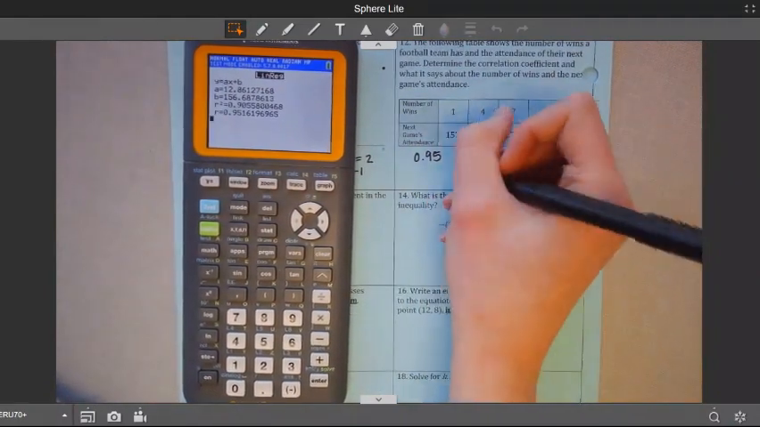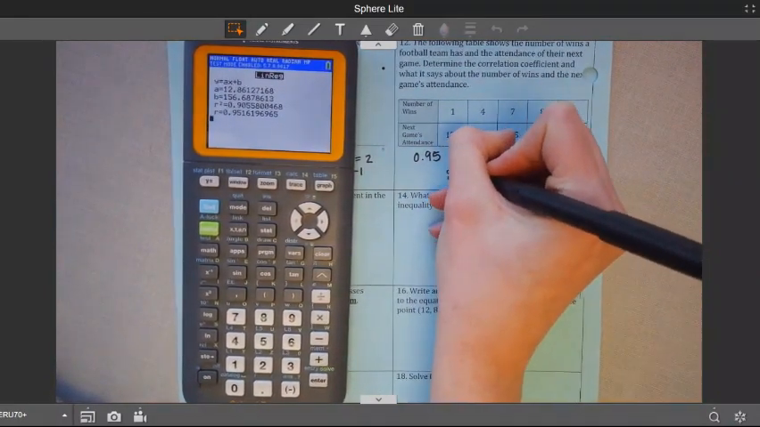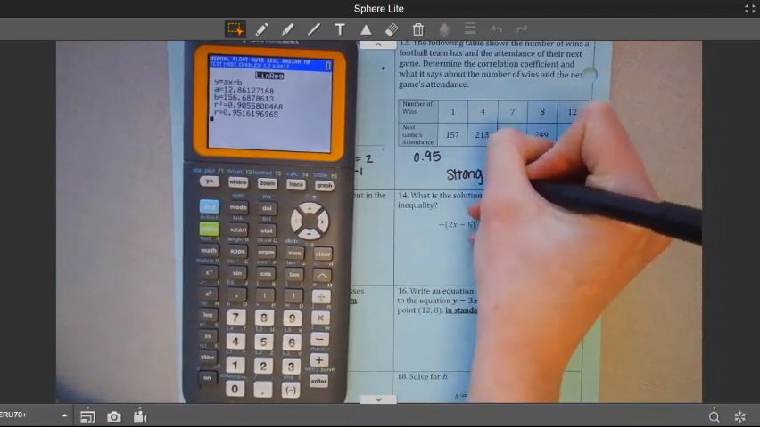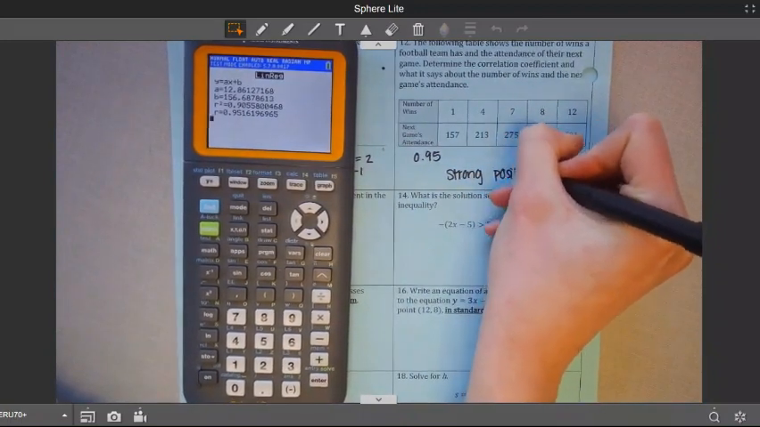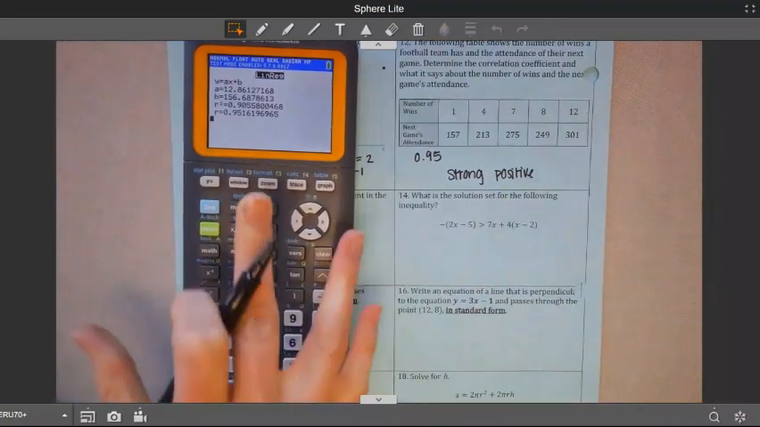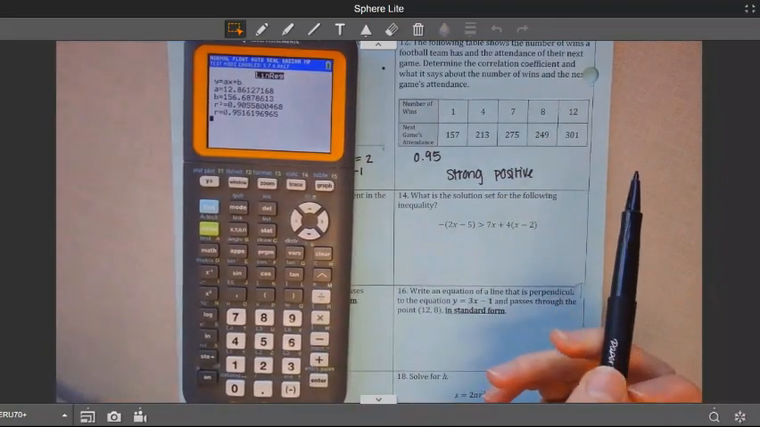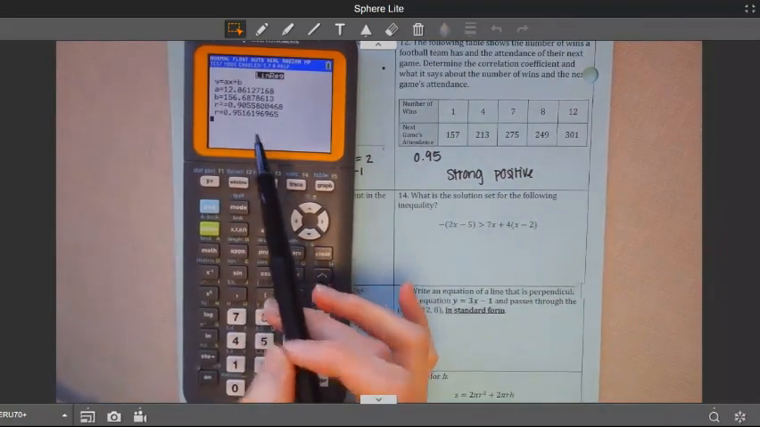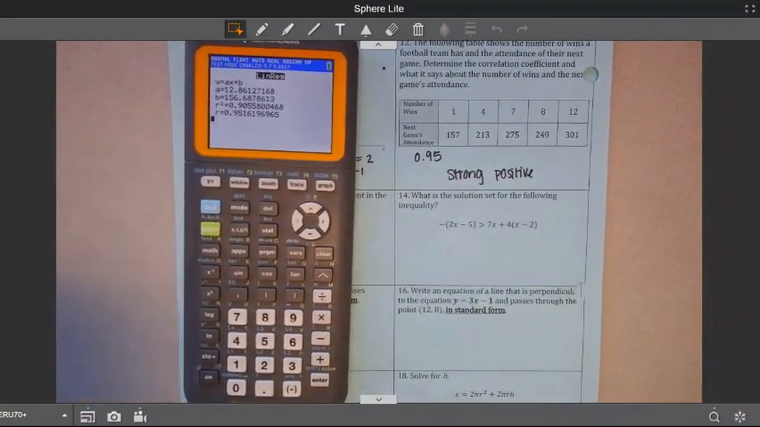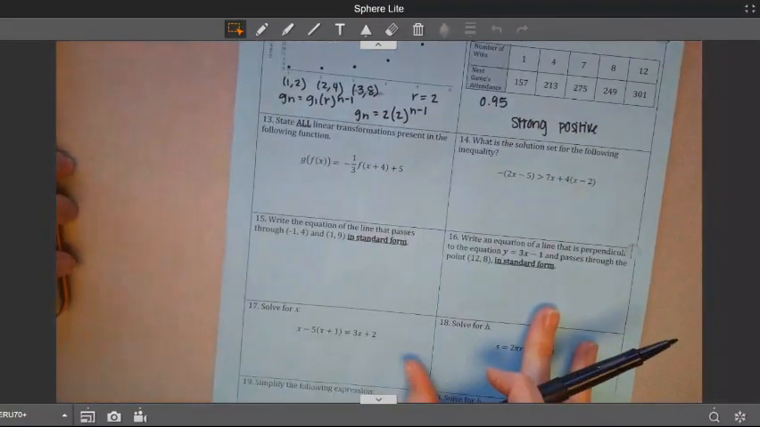If it's 0.95, that's pretty close to 1, so I'd say this is a strong positive correlation. That's another way to check if this is linear, if the linear model is a good fit. If this is close to 1, that is a close correlation, which means it's a good fit.